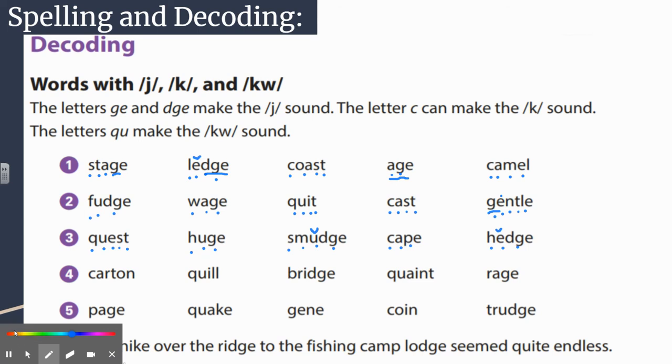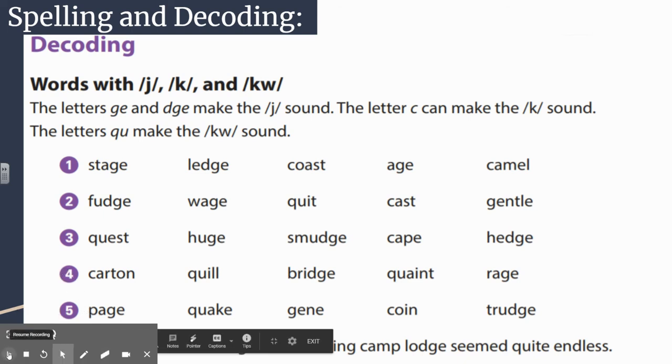I think I can move this. Give me just a moment. Oh, maybe I cannot. All right, and keep practicing.